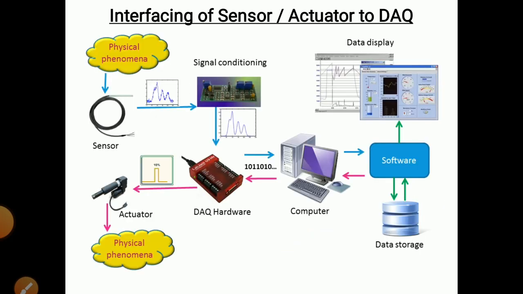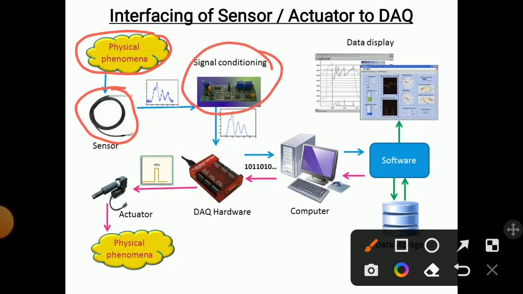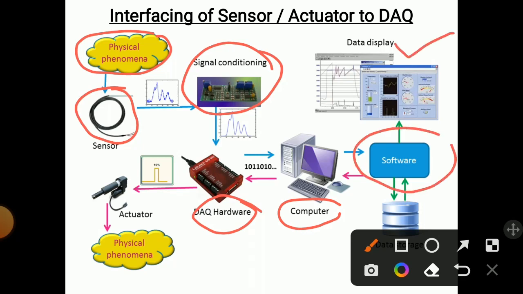Now an example is shown here. Let us assume that there is one sensor. The sensor senses some physical phenomena, and then the signal is given to signal conditioning. Signal conditioning conditions the signal, that is, amplifies or rectifies the signal, and then it is given to the DAQ hardware. This signal is given to the computer. The computer uses software for displaying the sample or taking some action. That action can be taken with the help of an actuator, and then it comes back to the physical phenomena. So a simple interfacing of sensor and actuator is shown over here with the help of a data acquisition system.